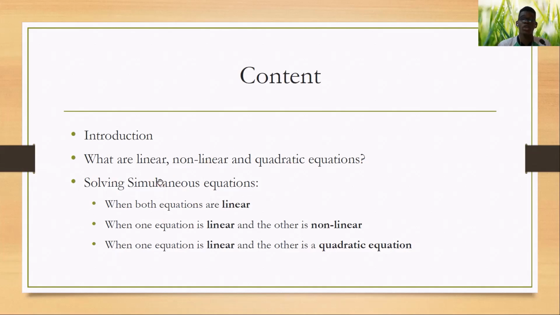So that you understand what's going on when you're solving simultaneous equations. You're solving two equations. Both could be linear, one could be linear and one nonlinear, or one could be linear and one quadratic. You need to be able to solve all three of these instances. And to do that, you need to be able to identify if an equation is linear, nonlinear, or quadratic, right? Again, we're speaking of equations.